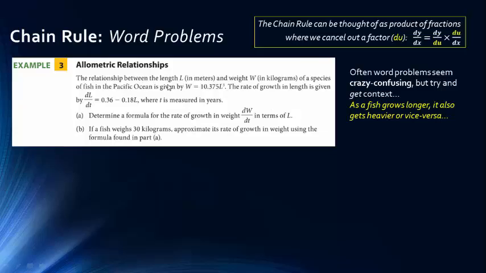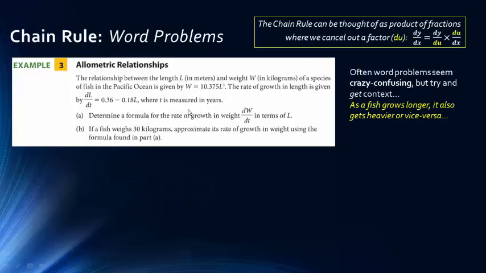The relationship between the length and weight of a fish is that the weight equals 10.375 times its length cubed. So all this is saying is as a fish grows long, it's getting heavier. Pretty intuitive. All right. So we have dL/dt. We have a formula for W that we can differentiate, and we're looking for dW/dt.